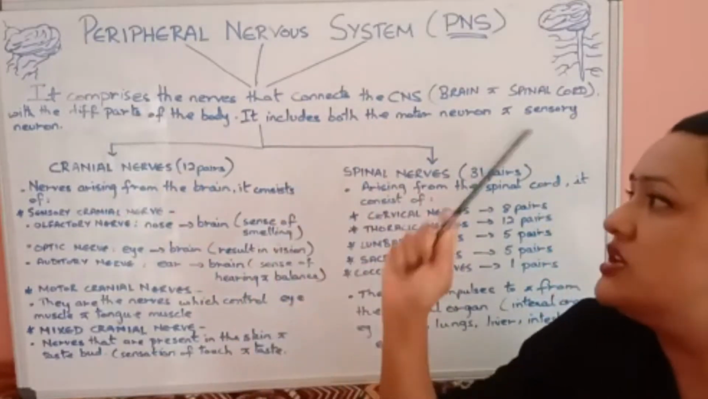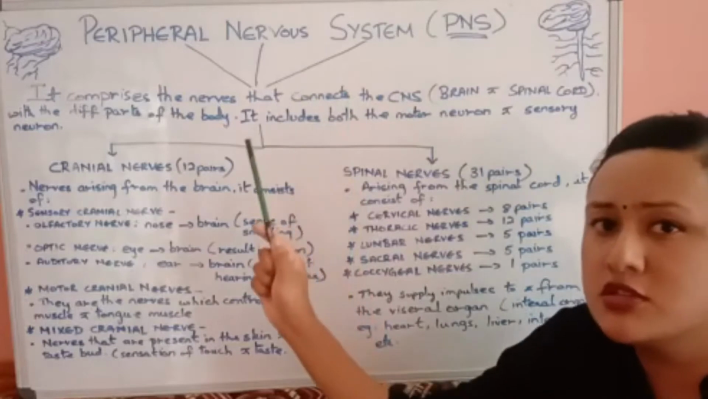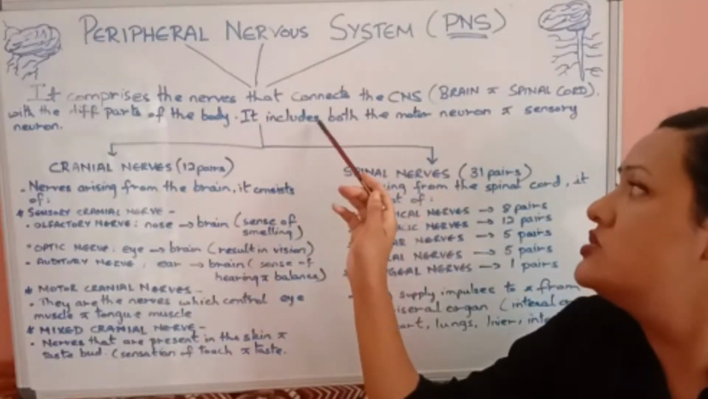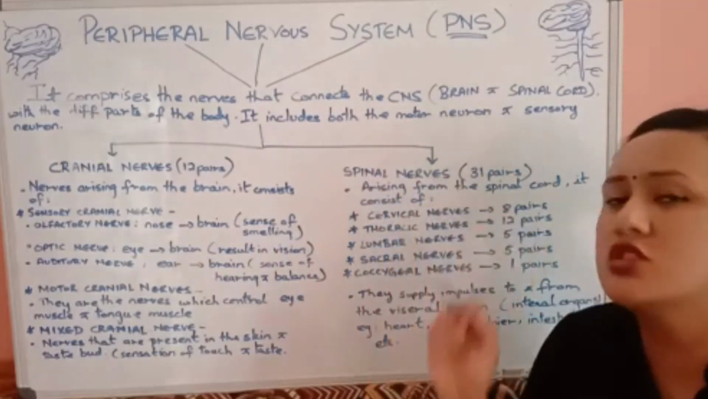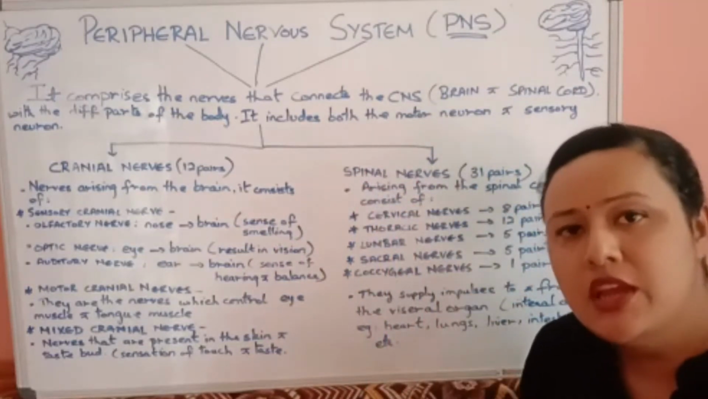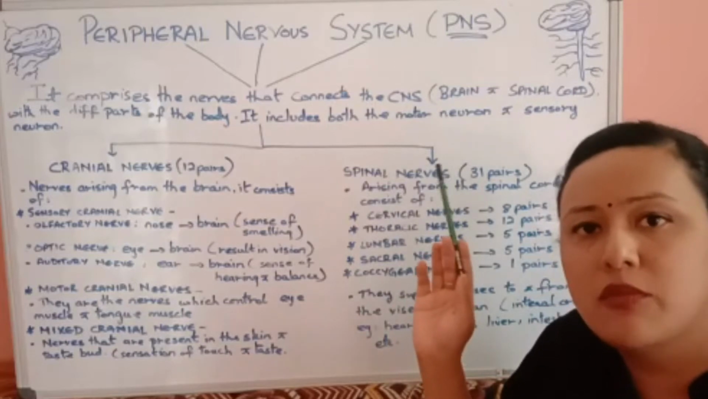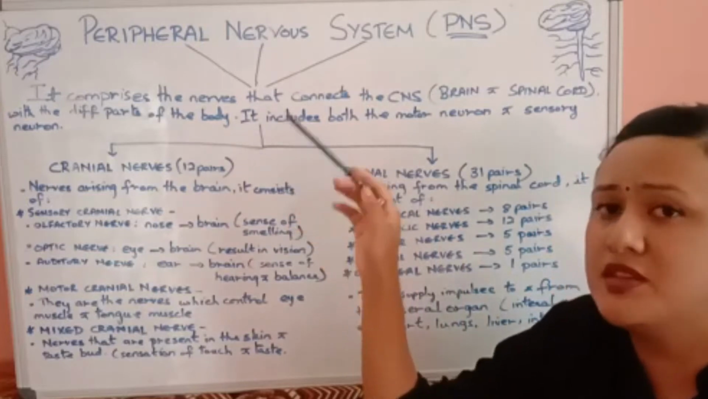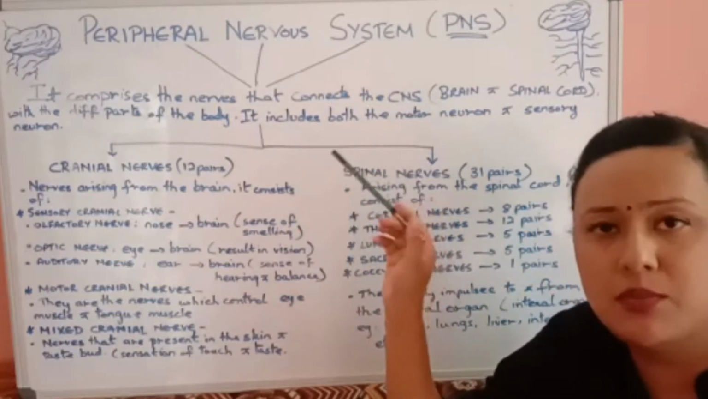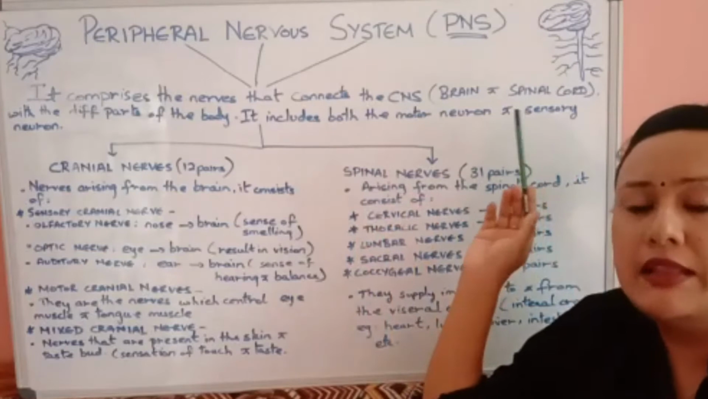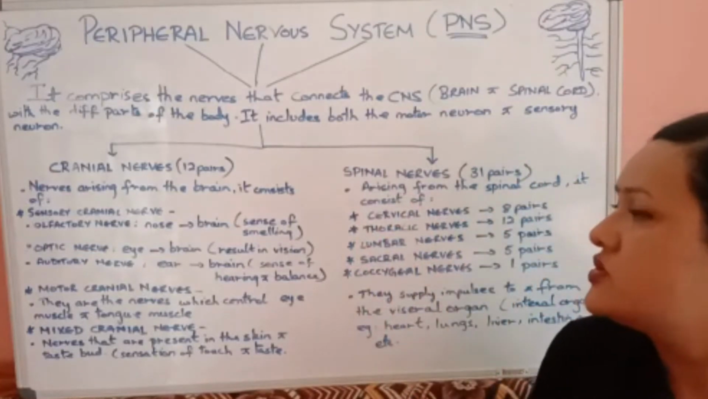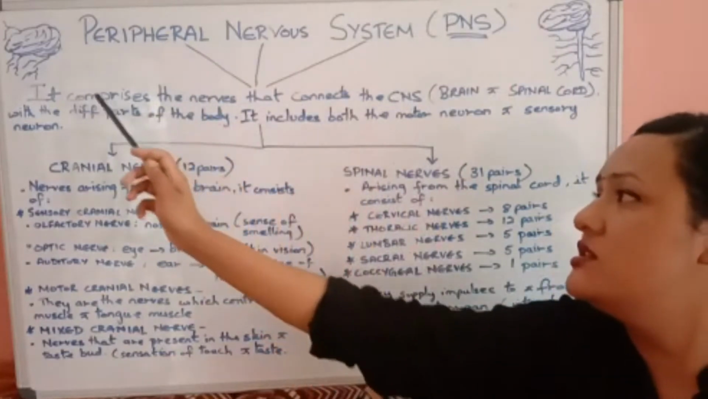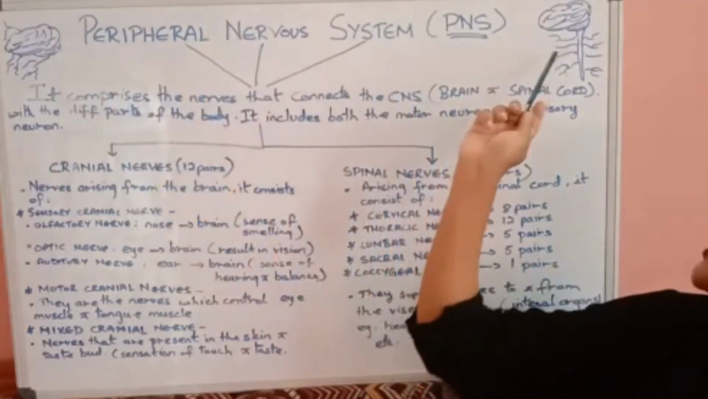The nerves that we are going to study under this peripheral nervous system include both motor neurons and sensory neurons. You should know the function of the motor neuron and the sensory neuron. So the nerves that make up the system are made up of the motor neuron and the sensory neuron. You can see here the picture that I've drawn for you. This is the brain, this is the spinal cord.